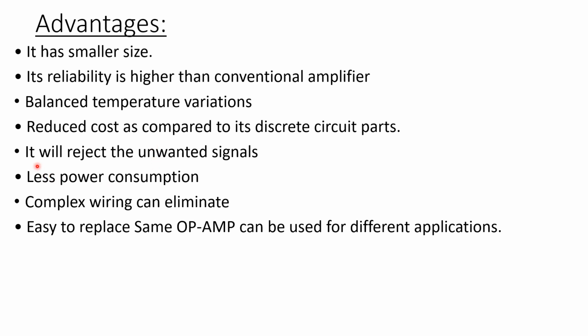And another important advantage is that it will reject the unwanted signals. Okay, if you are using an IC 741 in the medical laboratory or any operation theater, if there are any unwanted signals, we will not get the exact output. But if we are using this operational amplifier, it will reject the unwanted signals so that we will get the exact output. So it is one of the major advantages of op amp LM741. Okay, and the power consumption of op amp is very less.